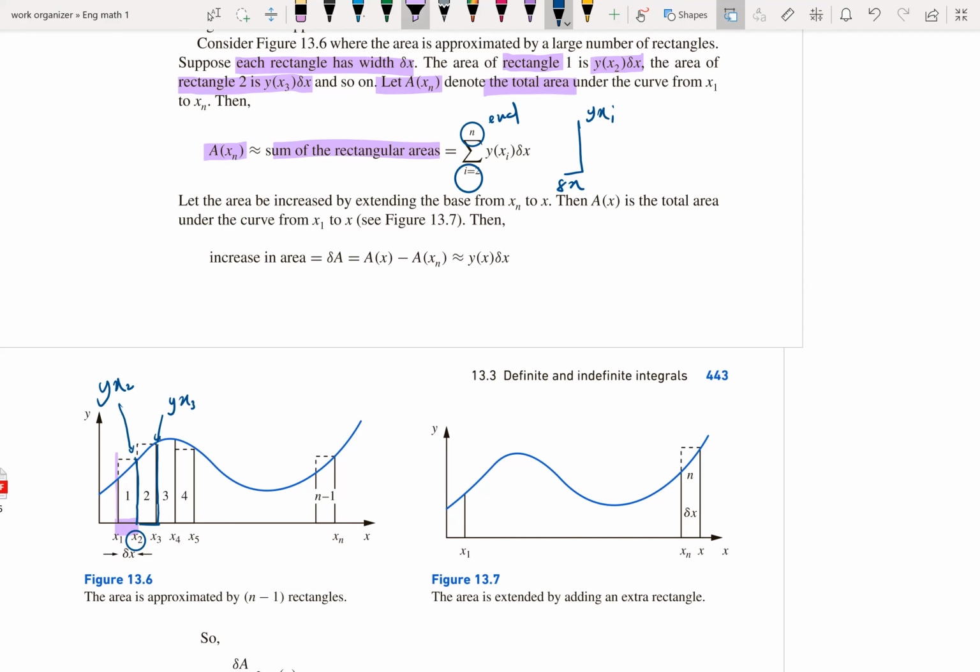So the increase in area, we also call it delta A, is A(x) minus A(Sn). The formula will be just the same: y(x) delta x.